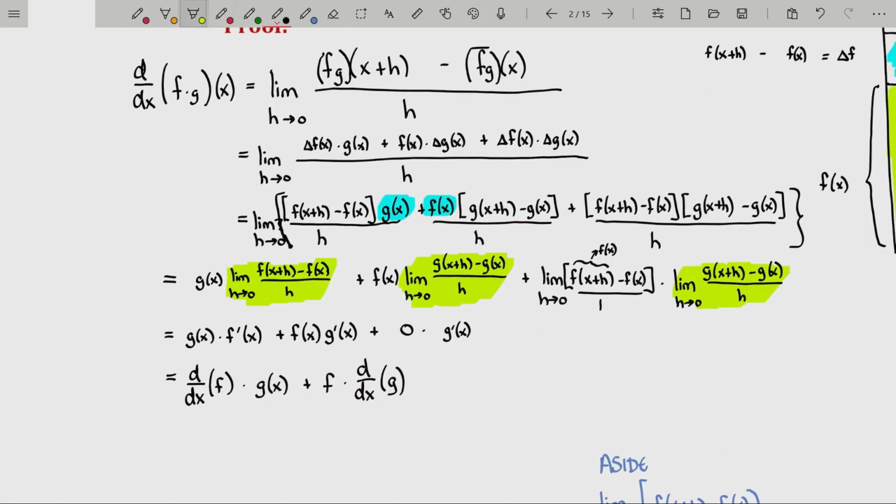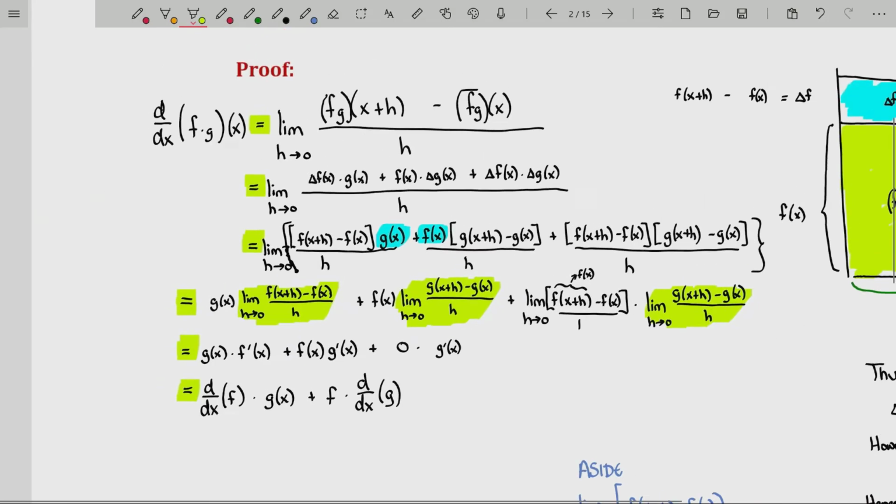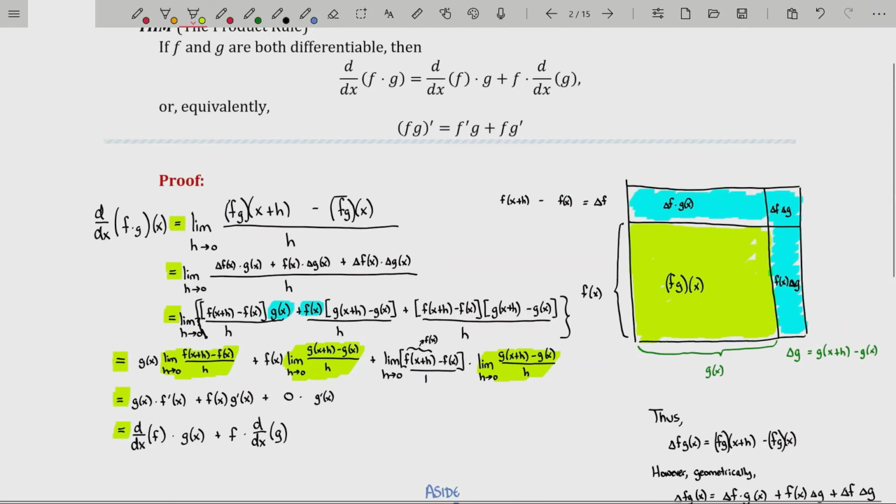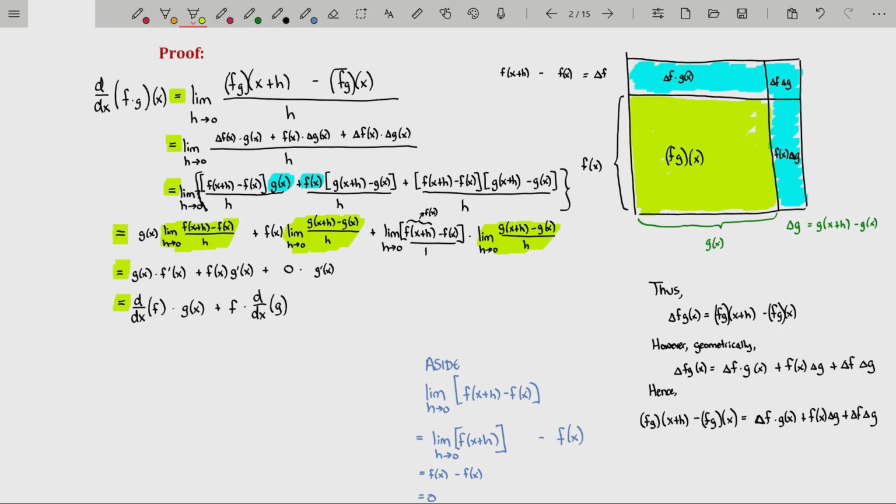What have we shown? That the derivative of the product of f and g is equal to the derivative of f times g plus f times the derivative of g, which is the product rule. And we are done. QED.